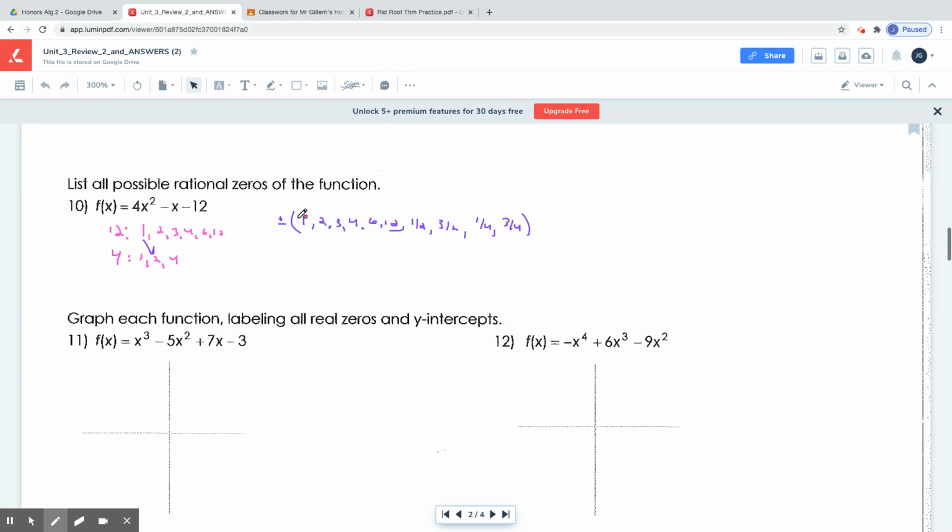And there's my answer. Remember, these are all plus or minus: 1, 2, 3, 4, 6, 12, 1/2, 3 halves, 1/4, 3/4. Those are all the possible rational zeros. It just says to list them, it doesn't say to find them.